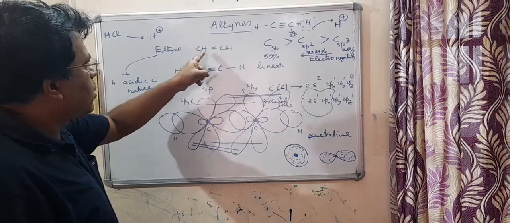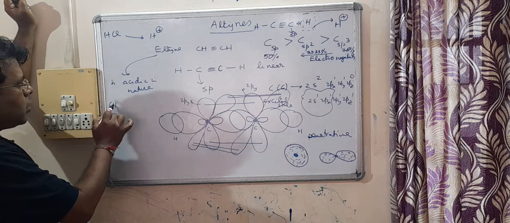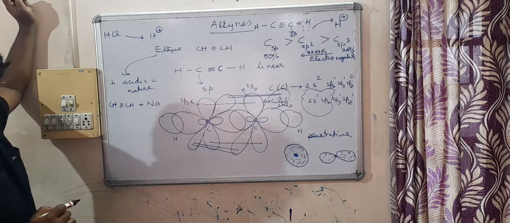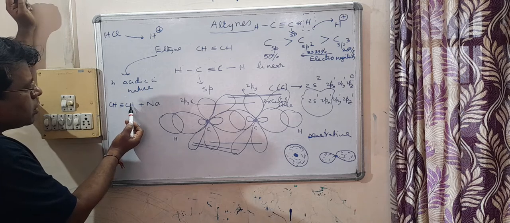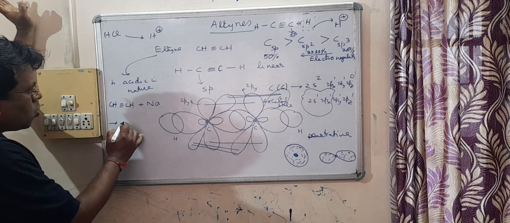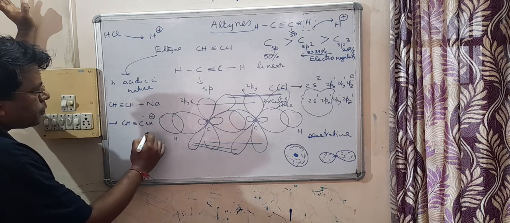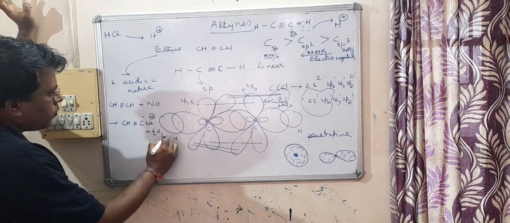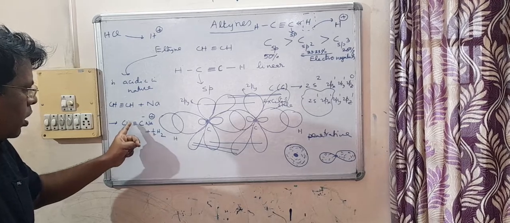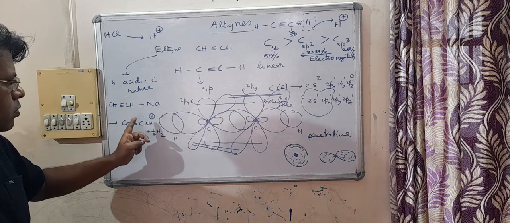Since it is acidic in nature, we can expect this reaction to happen. CH triple bond CH plus sodium, and since this hydrogen is acidic in nature, we will get this salt, CH triple bond C minus Na plus, plus half H2. So an acid reacting with a metal, forming a salt, liberating hydrogen gas. So this reaction we can expect, and this is what happens.